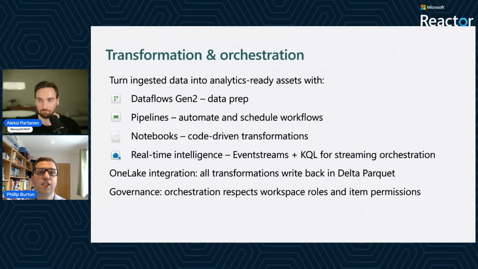So once data is ingested, the next step is to make it analytics ready. And this is where transformation and orchestration come together. So you might use notebooks with Spark and SQL when you need full control for complex transformations, or Dataflow Gen 2 for a low-code approach. At the same time, pipelines handle the orchestration layer, coordinating and scheduling those steps so everything runs reliably end to end. And if you're dealing with streaming data, real-time intelligence extends this into event-driven scenarios using event streams and KQL.